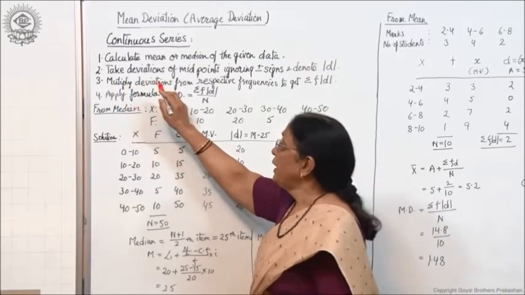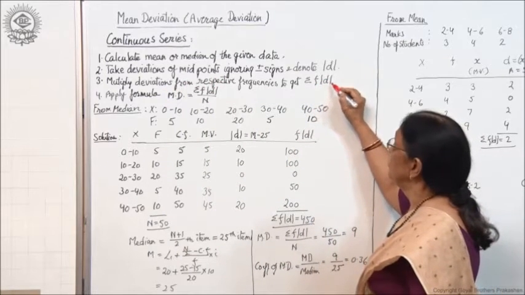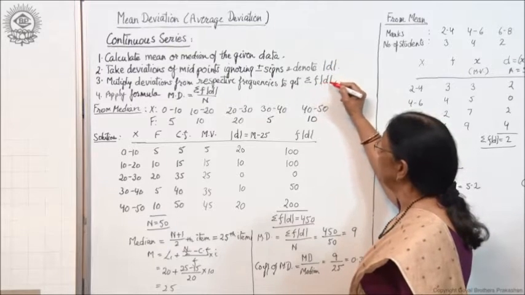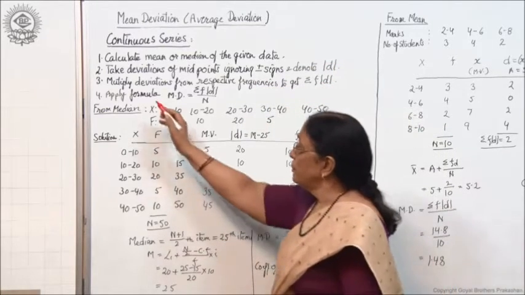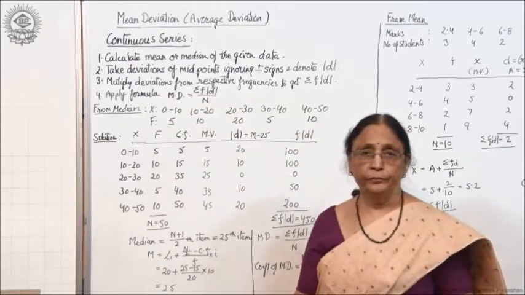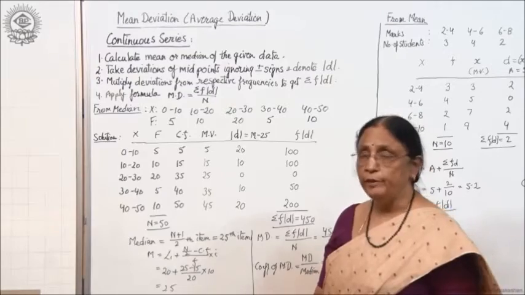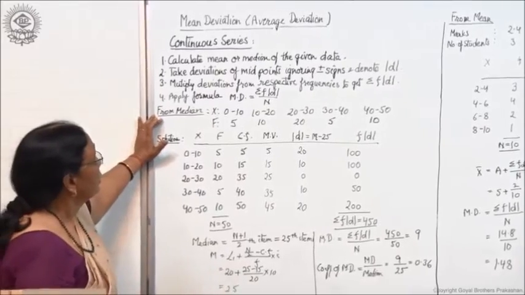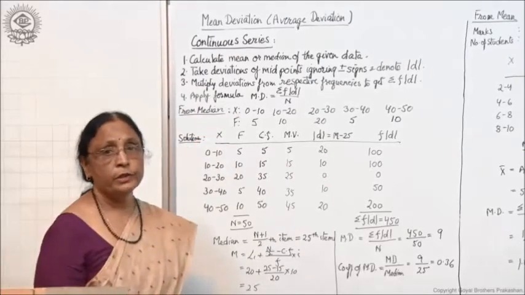Third, multiply deviations with respective frequencies to get sigma f D modulus. Here you have calculated D mod and here sigma f D mod by multiplying D with frequencies. And fourth, apply the formula MD is equal to sigma f D upon N, right. So this is the process of calculating mean deviation. Now we will take an example and we will calculate MD from median as well as from mean in case of continuous series.